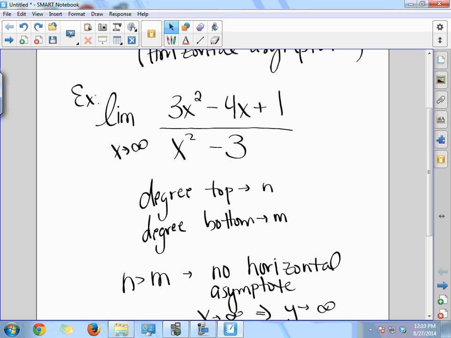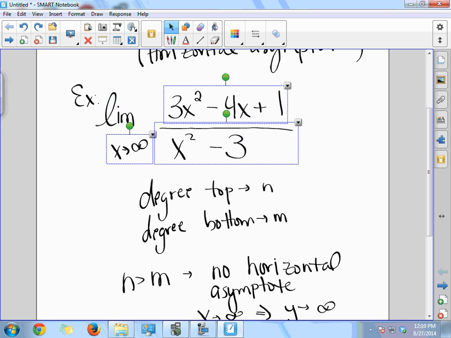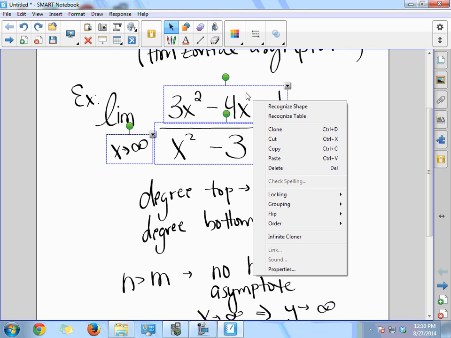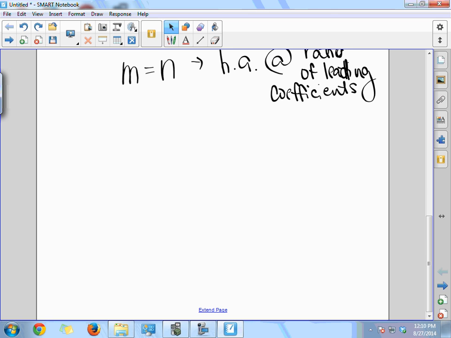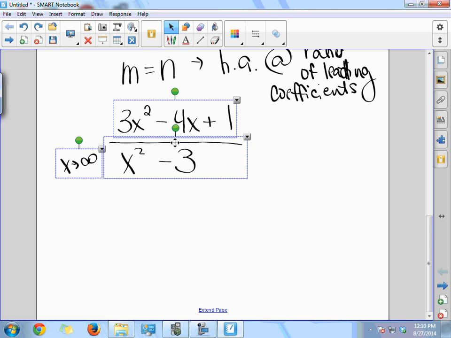I lost my limit, but I can put it back. The limit as x goes to infinity. All right, so if you think about the rule I just told you, the degree of the numerator and the denominator are equal to each other. So we could just use the rule and say it's the ratio of the leading coefficients, which is going to be 3 over 1, and so your limit's going to be 3.